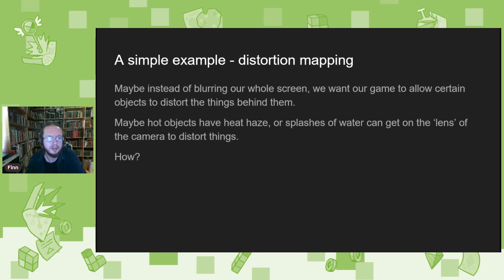So instead of blurring the whole screen, because that's probably not a very good game feature, let's say we want to blur certain parts of the screen. Maybe you've got super hot objects in your game and they have a heat haze, or splashes of water can get on the camera, like get in the player's face, and we want to distort that. How would we do that, right? We're not just going to distort the whole screen.